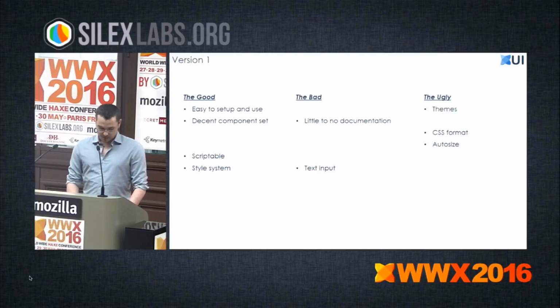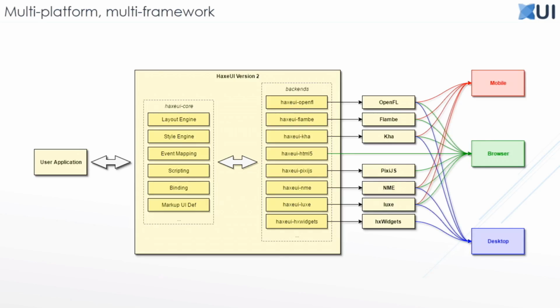So what I want to show as well is just an overview of how version 2 fits together. As you can see, you've got your HaxeUI core. Now this does basically all the heavy lifting. This is your style engine. This is your layout engine. This is the script engines, your binding support. This is essentially the user's universal access into the framework.